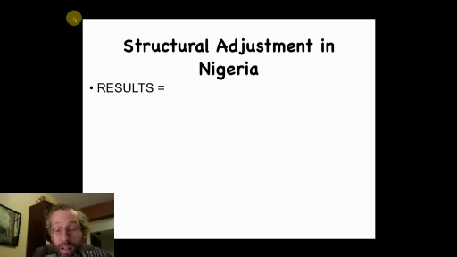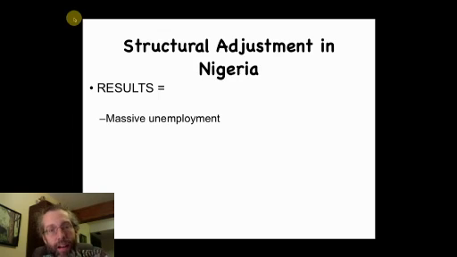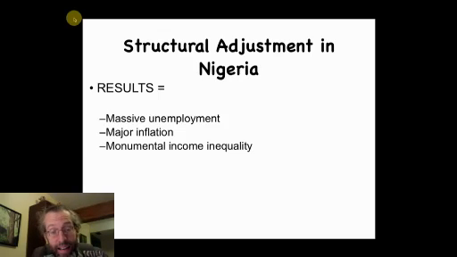What's the result of all this? What's going to happen? Total catastrophic failure. Massive unemployment results because people are losing their jobs and there's an economic crisis, major inflation, the prices of everything skyrocket, right? And this leads to a monumental increase in income inequality. The people at the top with government connections make the right decisions because they know what's happening and they become unbelievably wealthy in various ways. And then the poor become poorer and poorer.